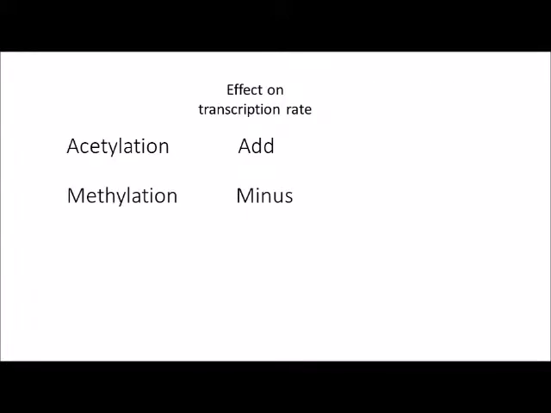So try and remember that, possibly using this: acetylation, A for add, so adding to transcription rate, and methylation, M for minus, so reducing the transcription rate.